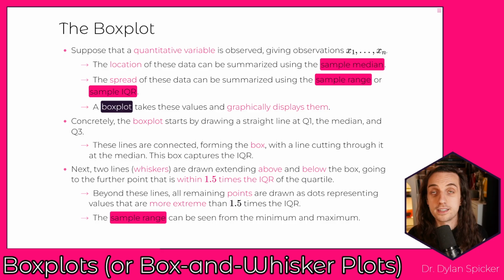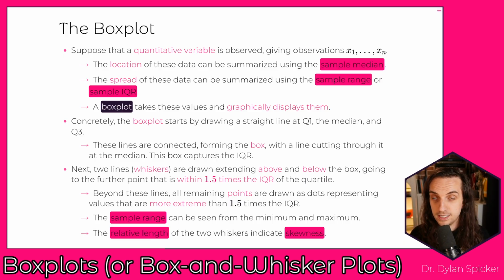Okay? So then the sample range can be seen because we're always going to have our maximum and our minimum point represented here, right? And so then if we include the maximum or the minimum, that's going to give us our sample range. We have our IQR from the boxes, and we have our median, okay? The other thing that we can use the whiskers for is by looking at the relative length of the two whiskers. If one whisker is a lot longer than the other one, then that's suggesting that we have skewness in that direction, right? Because then we have values that are going out much further in that direction than they are in the other one.